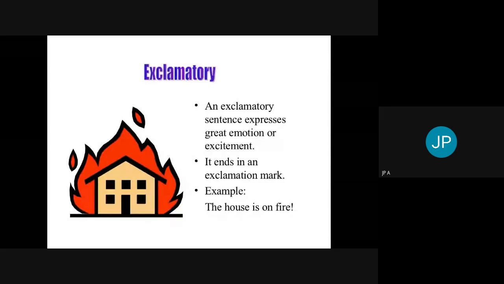Example: the house is on fire. So somebody is shouting, the house is on fire. So that is a sudden feeling of fear that the house will be burnt away. So we can express fear, we can express sorrow, we can express happiness, we can express wonder. Okay, how beautiful the flowers are. And we are expressing wonder. Okay, so that is the kind of sentences that are called exclamatory sentences.